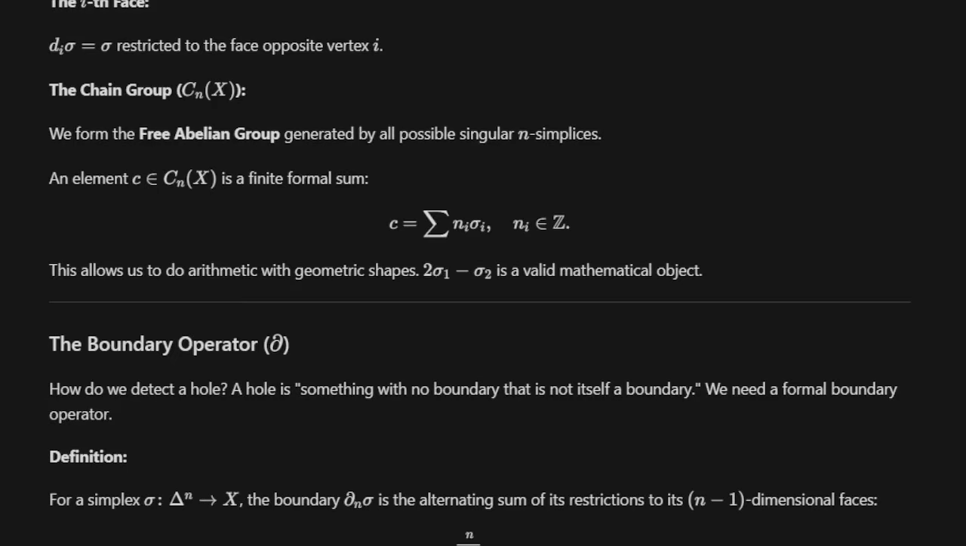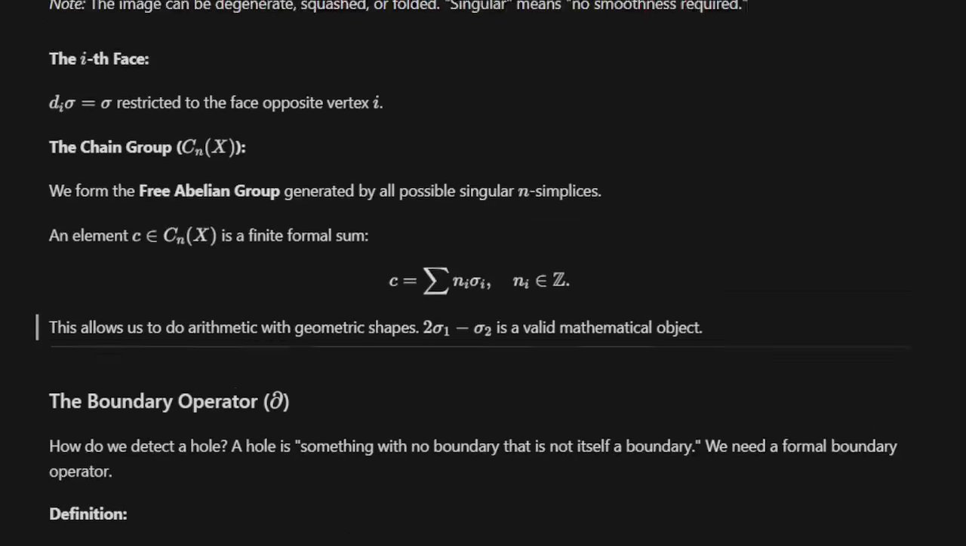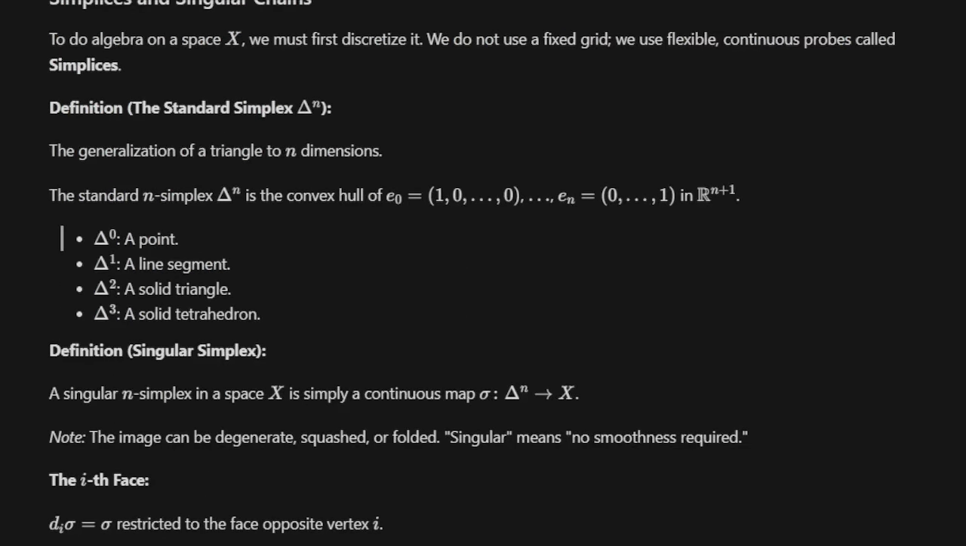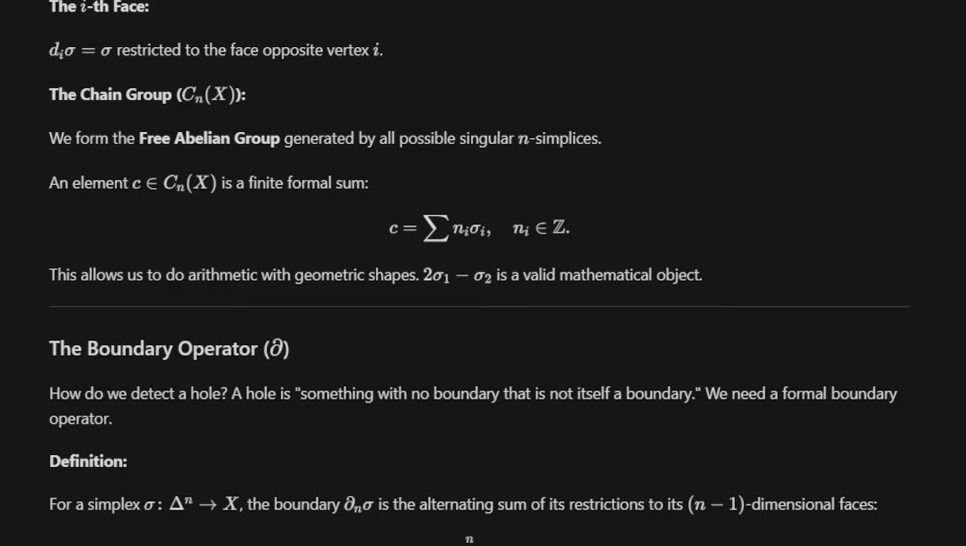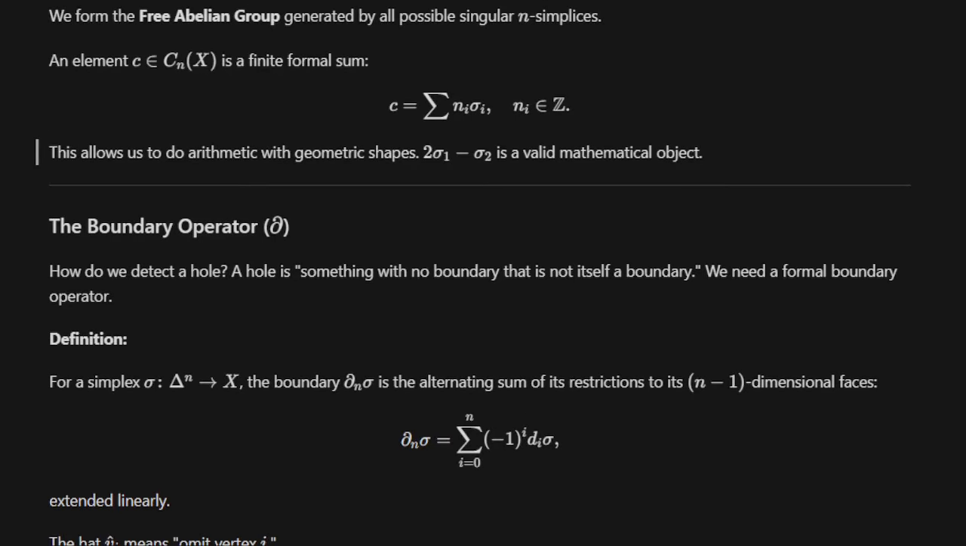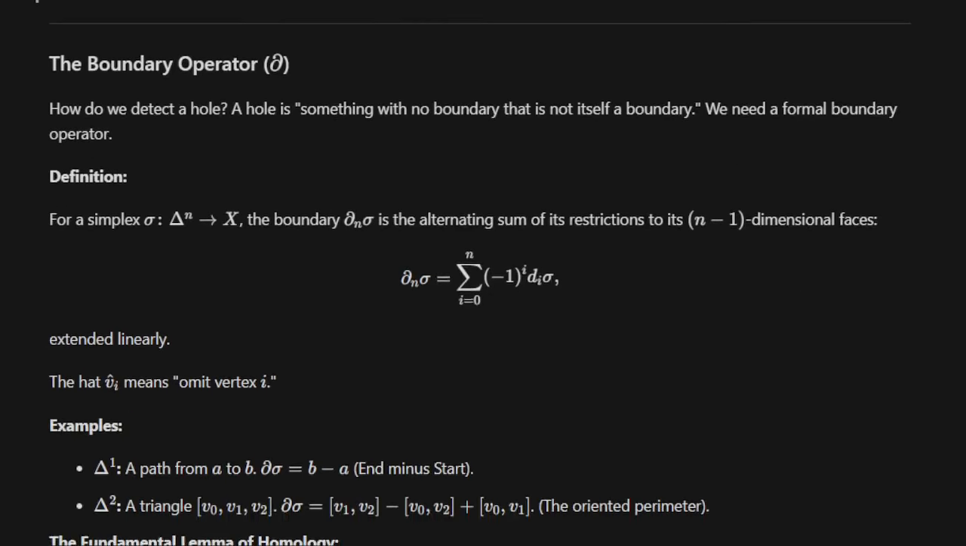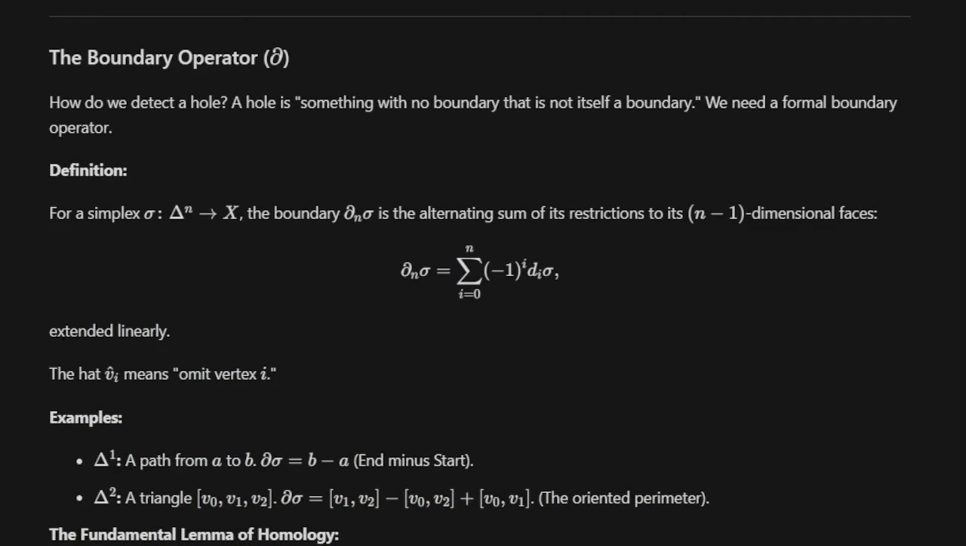So we've essentially turned geometric shapes themselves, this sigma 1 and sigma 2, from a mapping of simplexes on topological spaces into just arithmetic. Okay, so this is something we call a chain, and this allows us to do arithmetic again with geometry. So basically what this means here is 2 triangles minus 1 line gives us this valid mathematical object. So now we can define something called the boundary operator.